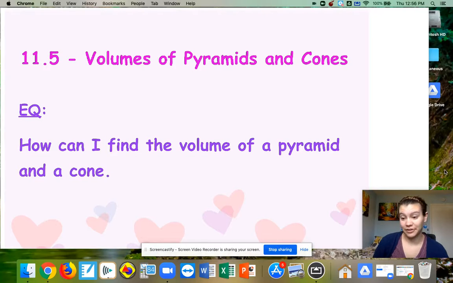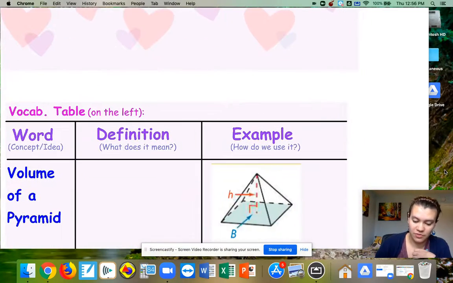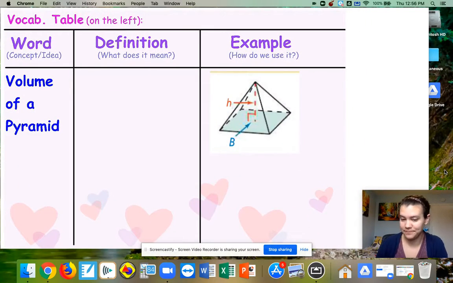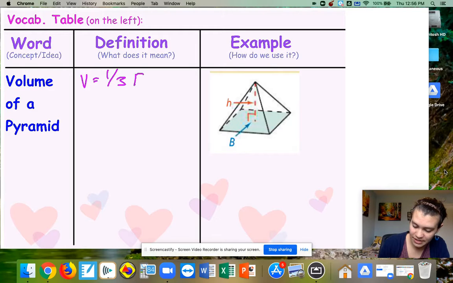All right, today we're finding volumes of pyramids and cones. First one here is the volume of a pyramid. Personally, I think volumes are easier to find than surface areas, but the volume of your pyramid is going to be a third times the base area and then times the height.